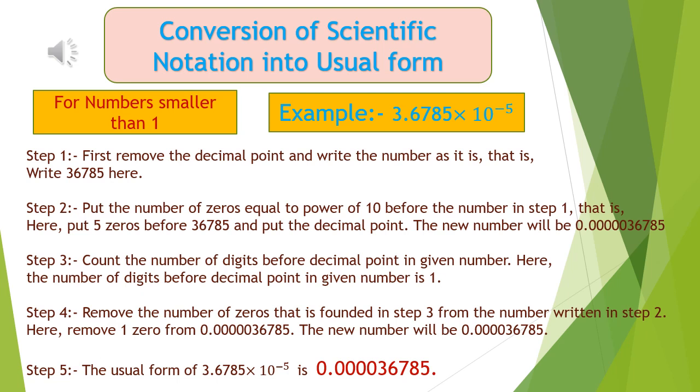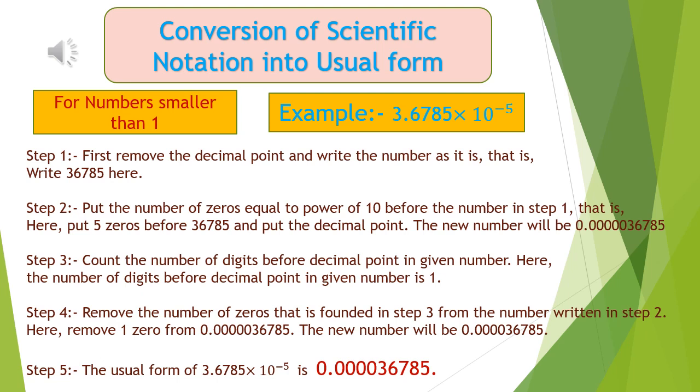Now we will discuss the conversion of scientific notation into usual form for numbers that are smaller than 1. And I told you that if your number is smaller than 1, then the power of 10 will be negative. So I am taking the example 3.6785 multiplied by 10 raised to the power minus 5. Now step number 1 says that first remove the decimal point and write the number as it is, that is 36785. Write it as it is.